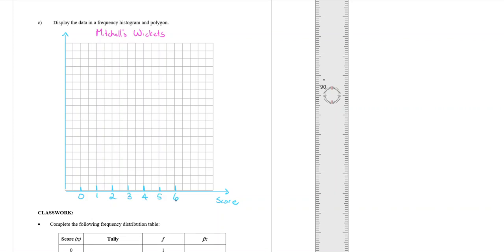Now, you should always do an extra space. Even though 6 was not one of the scores that were in our table, we need it when we draw our polygons. So please always do an extra.